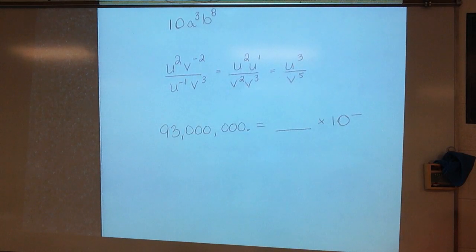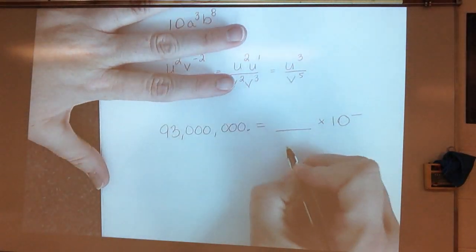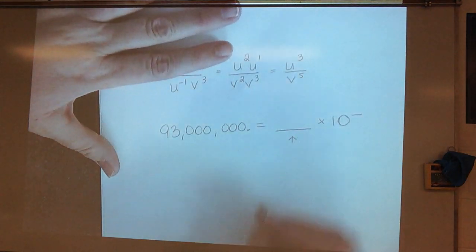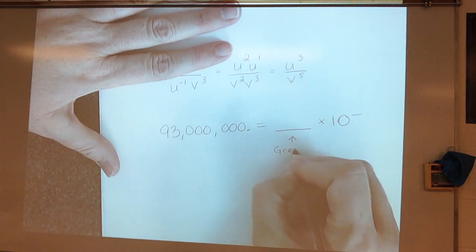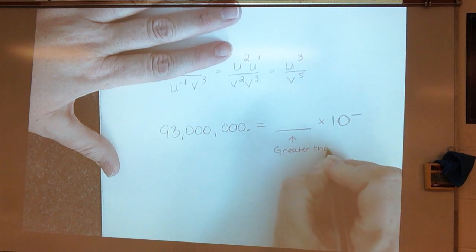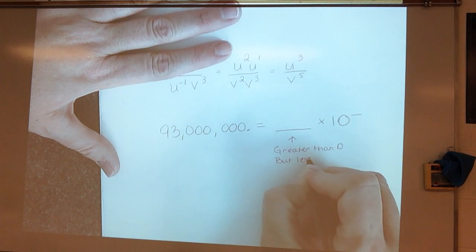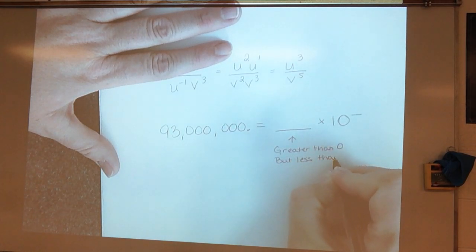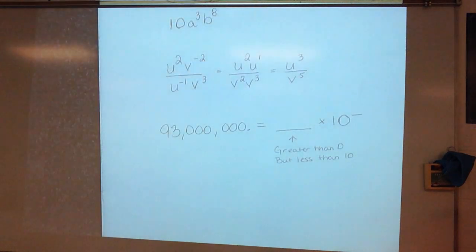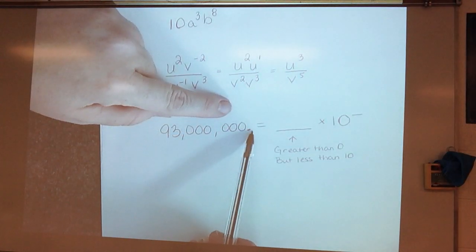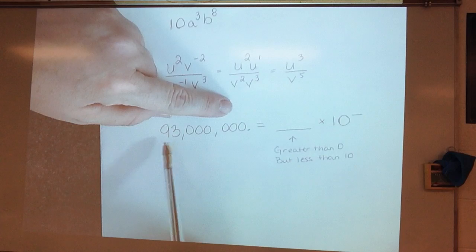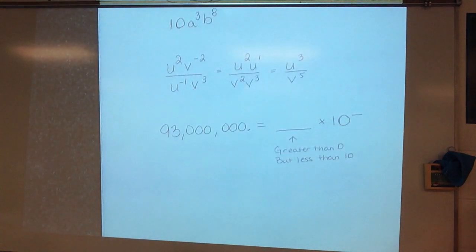This number right here has to be greater than 0 but less than 10. So I'm going to look at this number and figure out where I can move that decimal point that would give me a number that is greater than 0 but less than 10.